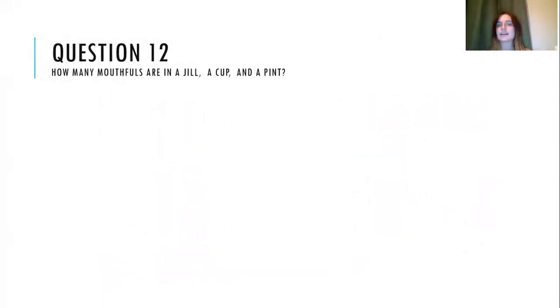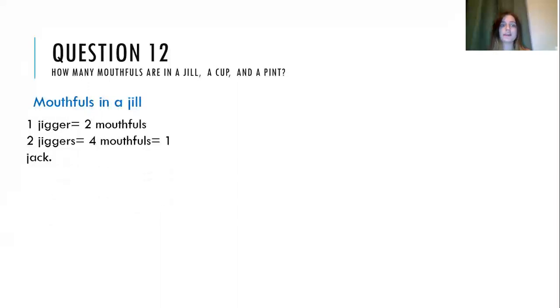So this is like a doubling system. We know that 1 jigger is equal to 2 mouthfuls. And if we double the amount of mouthfuls, 2, we would get 2 jiggers is equal to 4 mouthfuls, which actually equals 1 jack. And 2 jacks is equal to 8 mouthfuls, which equals 1 gill.